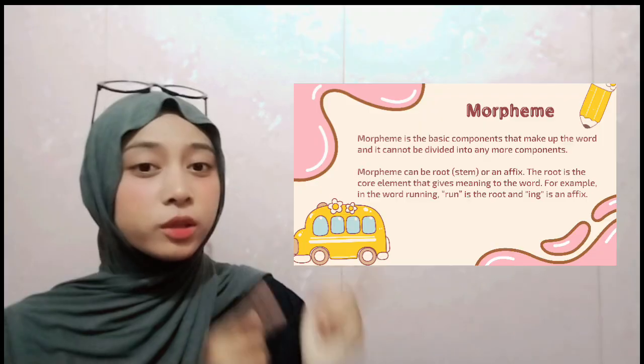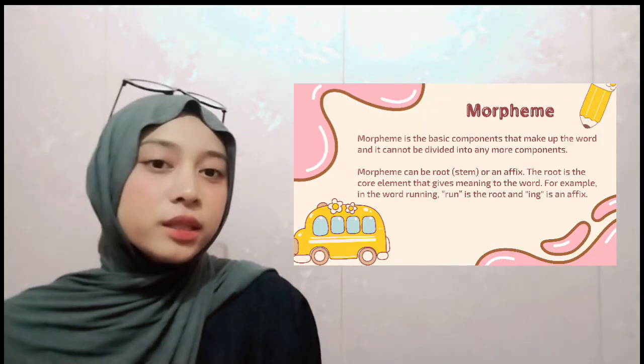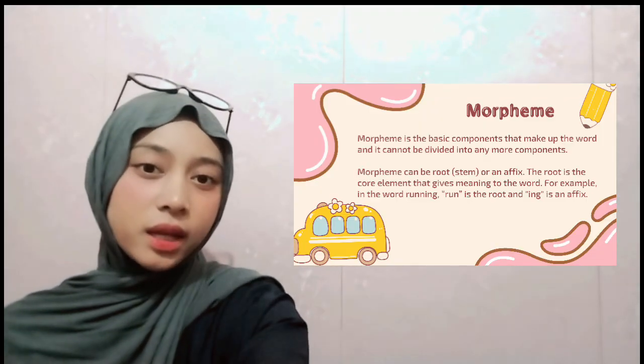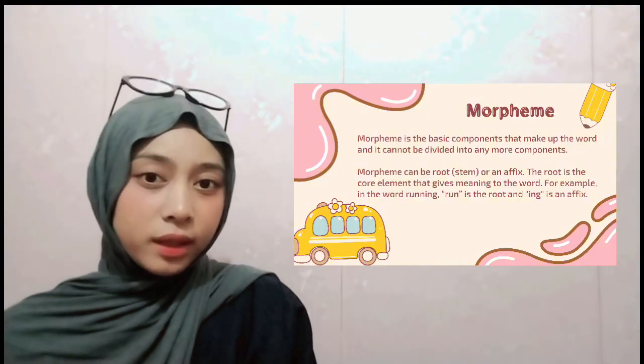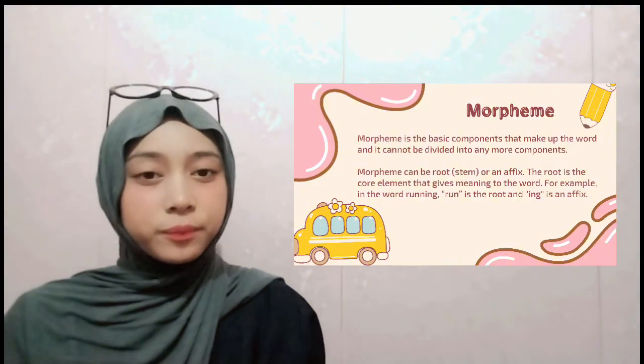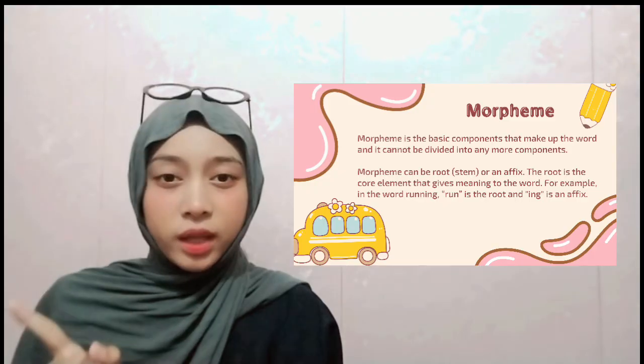A morpheme can be a root or an affix. The root is the core element that gives the meaning to the word. For example, in the word running, run is the root and ing is an affix.